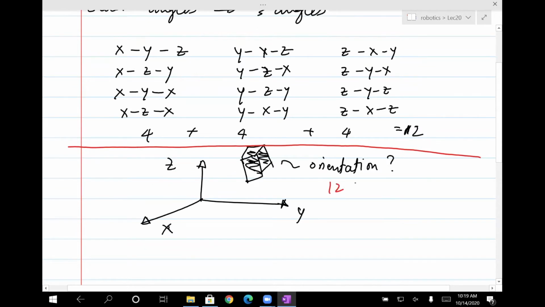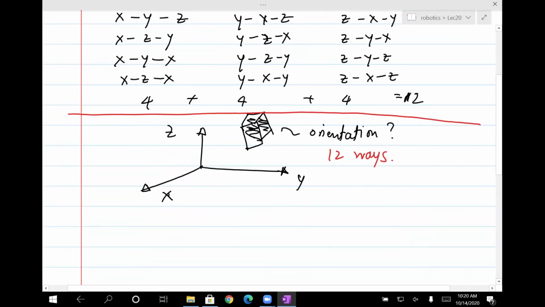There are 12 ways. Think of it this way. If you want to call an apple in 12 languages, there are 12 ways of describing that apple in 12 different languages, but the apple is an apple. It doesn't matter which language you choose. Similarly, the orientation is the same, just that you can describe the orientation in 12 different ways. So we have to choose one and stick to it.